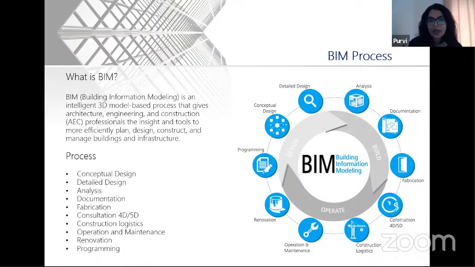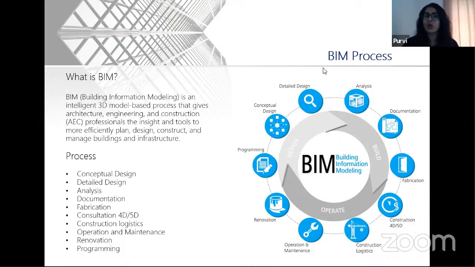Let us explore the process a little in detail. So you start with your conceptual design, then you move on to the detailed design. So this part comes under the design process. Next comes the build form, where you analyze your data, you analyze the building, you do the analysis, you see how you have energy analysis to explore how much energy is being consumed while constructing this structure.